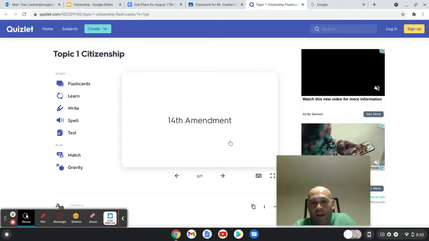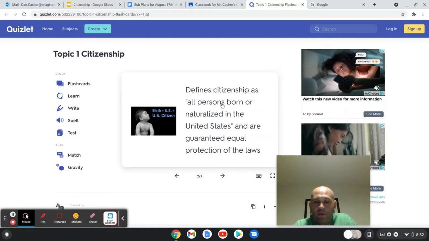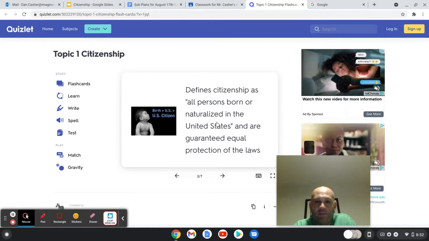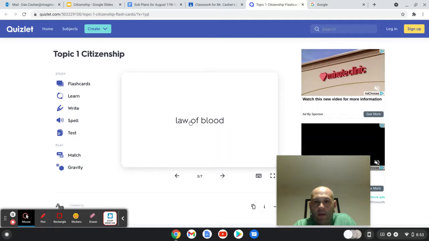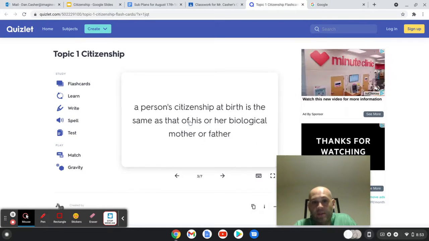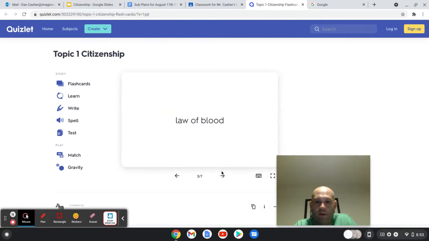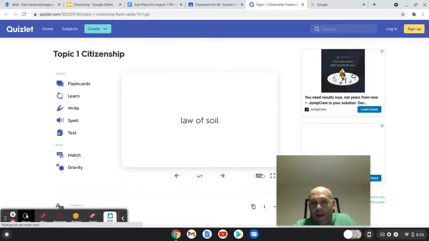All persons born or naturalized in the United States. Let's check it. Define citizens. All persons born or naturalized in the United States. Perfect. You go to the next one. Law of blood. That means that you are a U.S. citizen if your parents are U.S. citizens. Person citizen is same as their biological mother or father. Wonderful. Right? And so you can practice.